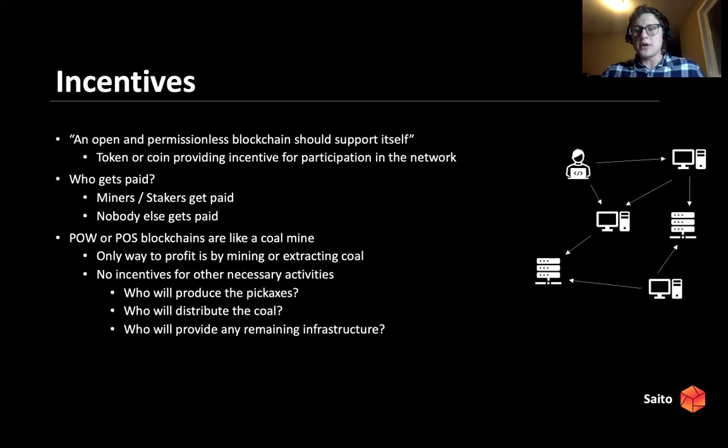Now, typically with proof of stake and proof of work blockchains, and with most of the blockchains that I've seen, miners and stakers are the only participants who do get paid, and nobody else gets paid, unfortunately. So when we're talking about nodes, those people who are sharing and validating transactions before they get included inside of blocks, a lot of that necessary work is not incentivized, or at least it doesn't have any sort of monetary value assigned to it.